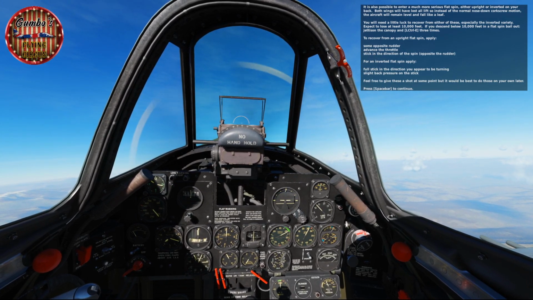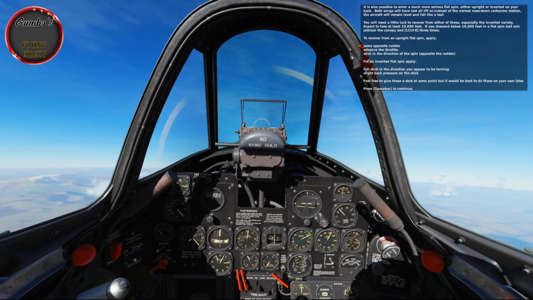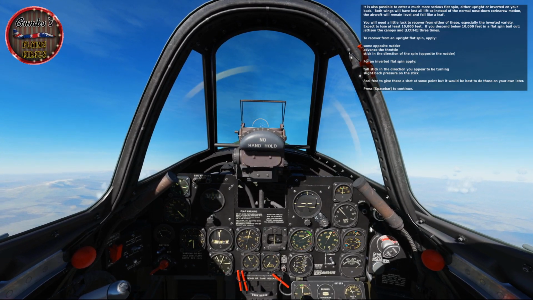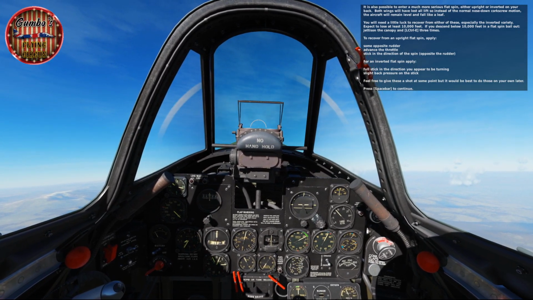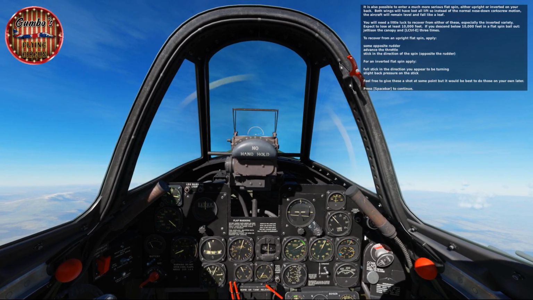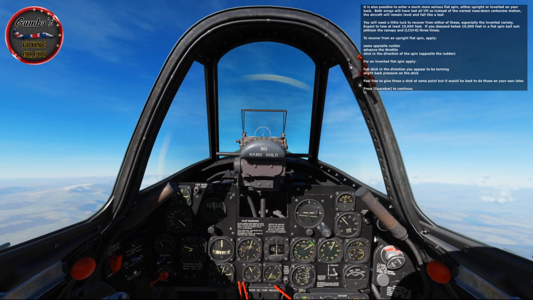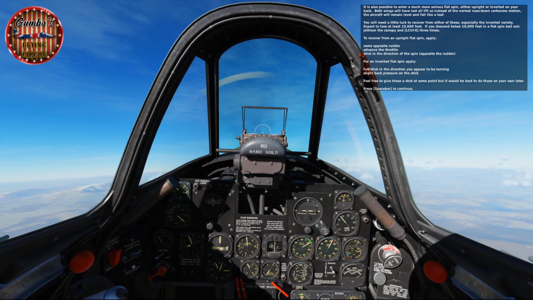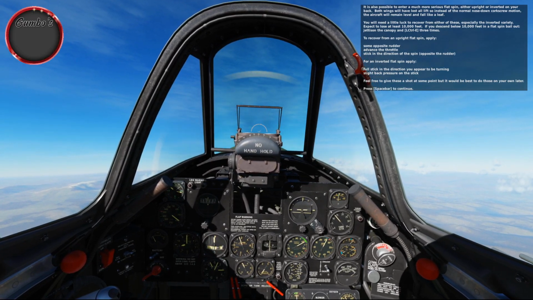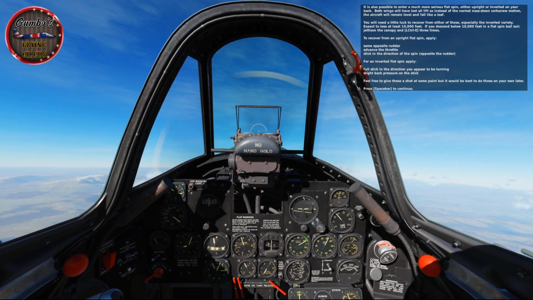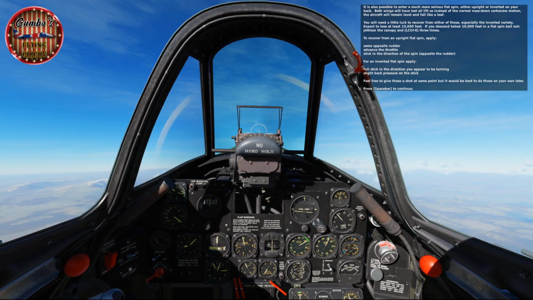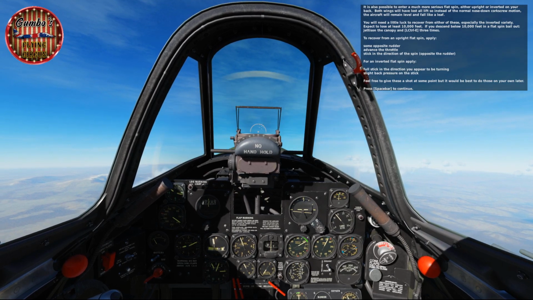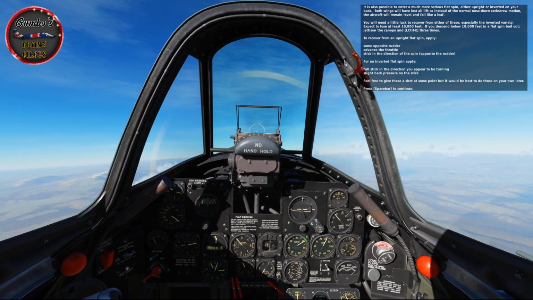To recover from an upright flat spin, apply some opposite rudder, advance the throttle, and apply stick in the direction of the spin, opposite the rudder. And for an inverted flat spin, apply full stick in the direction you appear to be turning, and slight back pressure on the stick. Feel free to give those a shot at some point, but it would be best to do those on your own later. Press spacebar to continue.